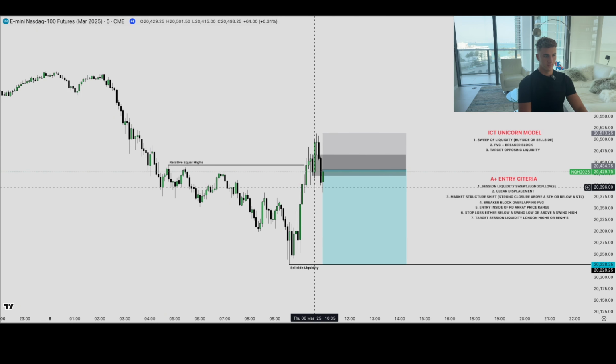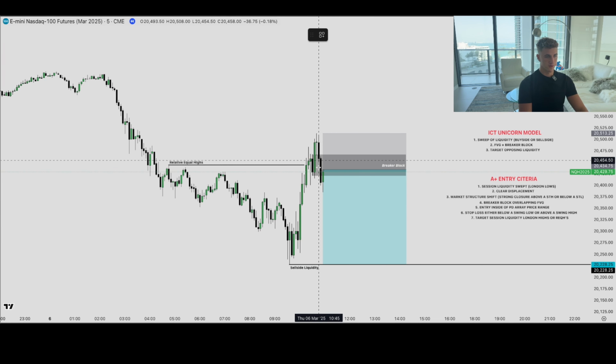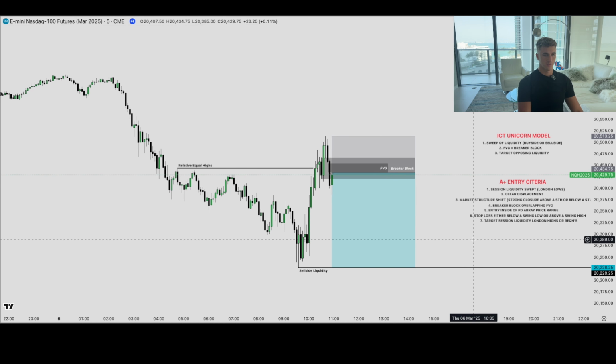But in this scenario, we're going to be marking out this down close candle here as our breaker block, all right? And of course, this right here is going to be our fair value gap. I'm going to have my entry at the FVG, stop loss above the swing high, and I'm going to be targeting the opposing liquidity, which in this case is sell side, all right? As you can see, our entry is inside of the PD array price range. So everything right now is falling in line with our checklist.